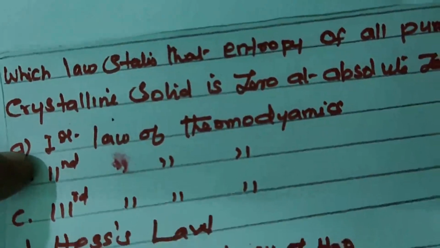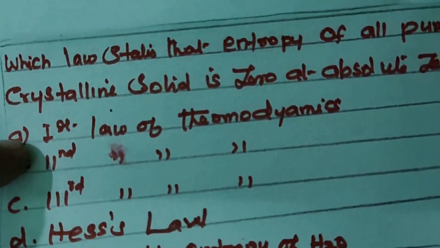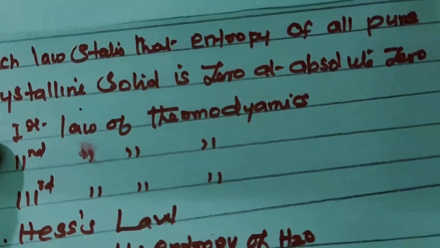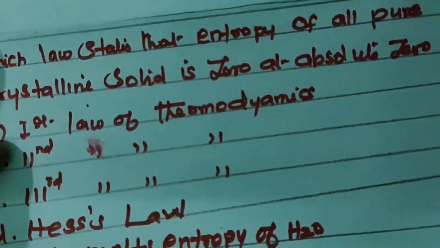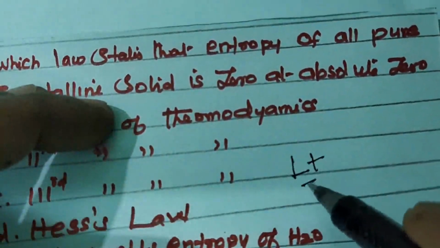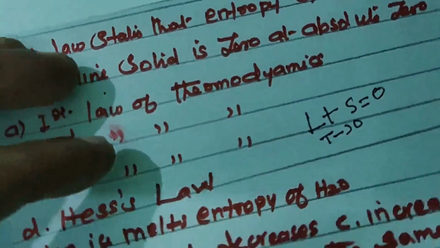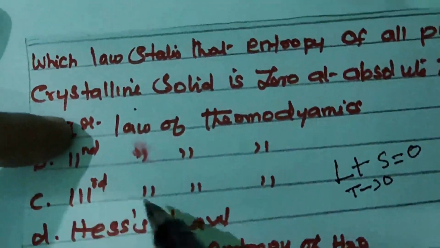The options are first law of thermodynamics, second law, third law, Hess's law. First law of thermodynamics is the law of conservation of energy. Second law covers the Kelvin-Planck statement, Clausius statement, entropy statement, efficiency, and so on. The third law states that the entropy of all pure crystalline solids is zero at absolute zero. So here the formula is limit T tends to 0, S is equal to 0. So option C is the correct option.